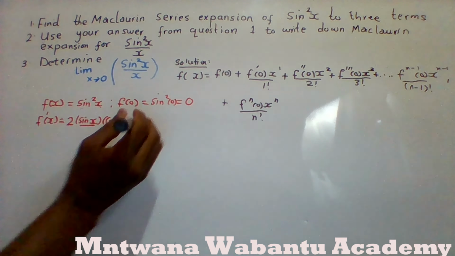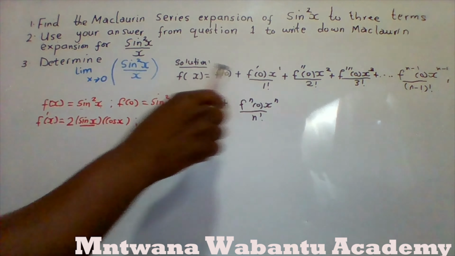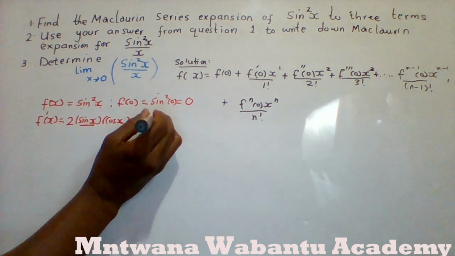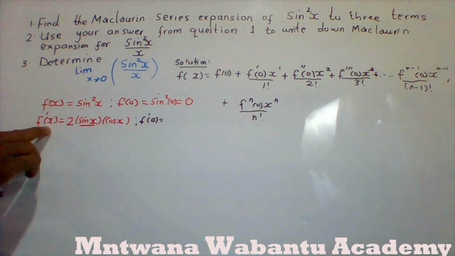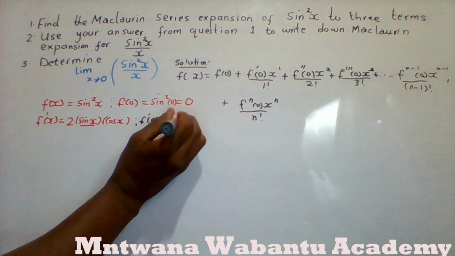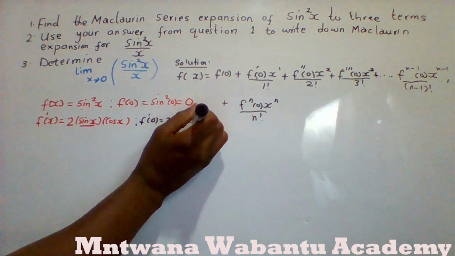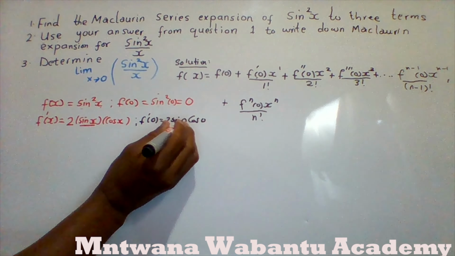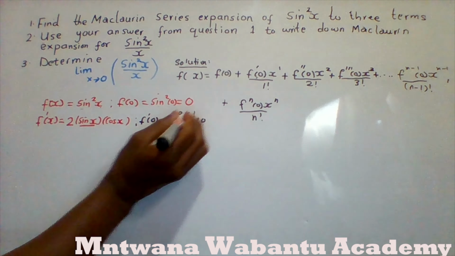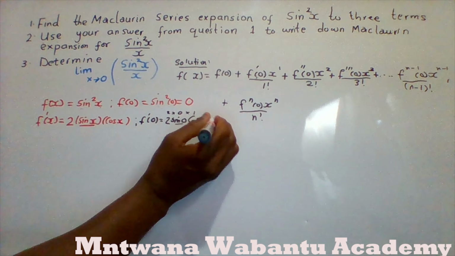Now we want to get f prime of 0. So f prime of 0 means you put 0 in here. Put 0 here, it's going to be 0. Also put here, it's going to be 2 sine of 0, cos of 0. Sine of 0 equals 0, so this is going to be 2 times 0 times cos of 0, which equals 1. 2 times 0 times 1 equals 0.